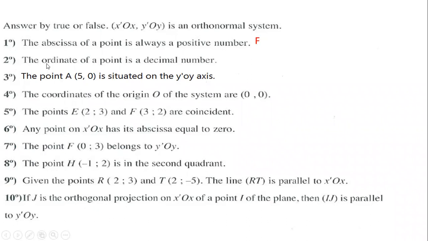The ordinate of a point is a decimal number. Can I ask you a question? What does decimal number mean? A number like 2.3. Yes, 2.3 is a decimal number because it has a decimal point. Bravo. Now I will give you a number. You should tell me whether the number I gave you is a decimal or not.